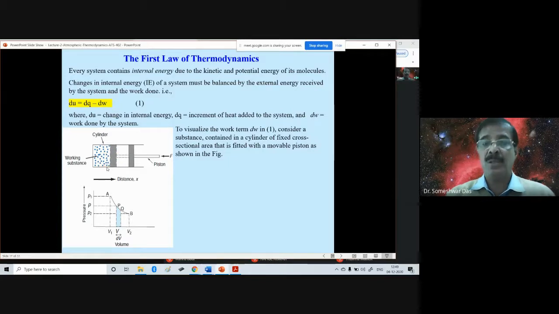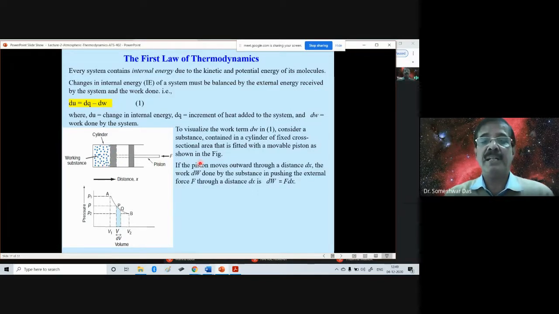All right. So if the piston moves outward, if you just pull the piston outward through a distance dx, let's say this is dx, the work done by the substance in pushing the external force F through a distance dx is the work done, dW, which is given by dW is equal to force times the distance, right? We are just pushing this piston outward, or this fluid is pushing this piston outward, then the work done will be equal to force times dx.